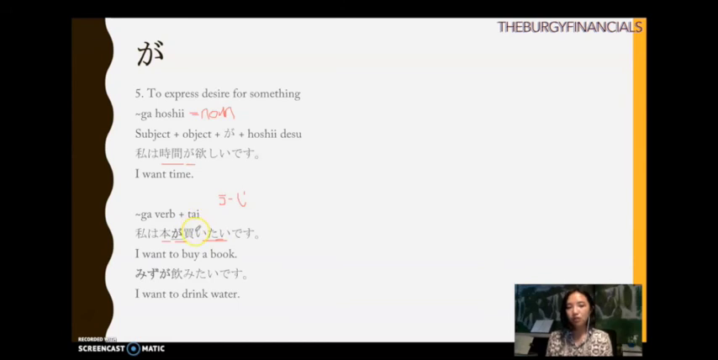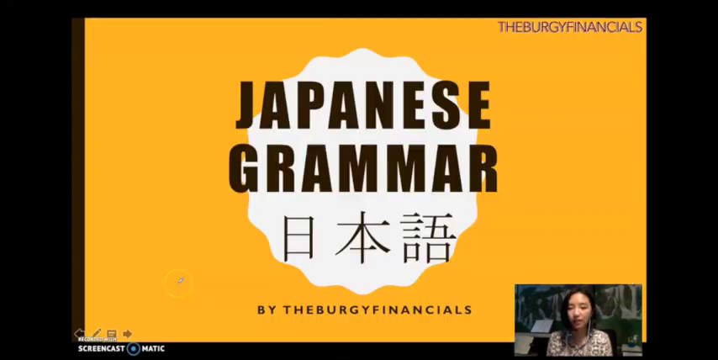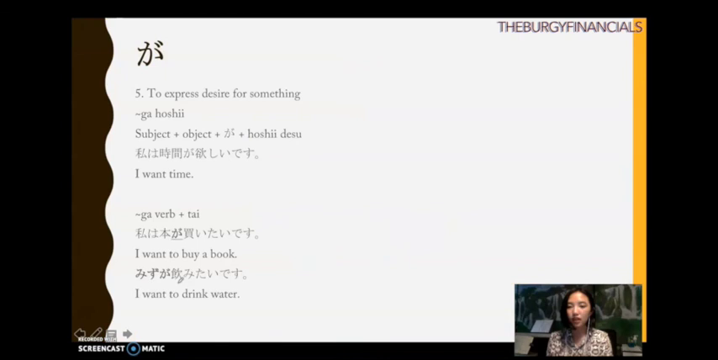Another example, you want to drink water. The verb for drink is nomu. So you transform the u into i, so it becomes nomitai. So you say mizu ga nomitai desu. And that's all for the ga.